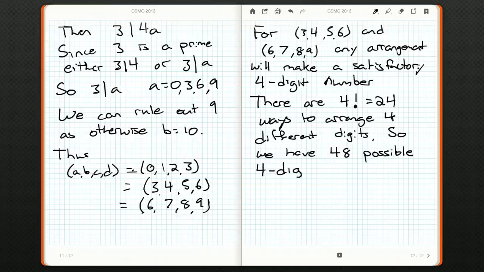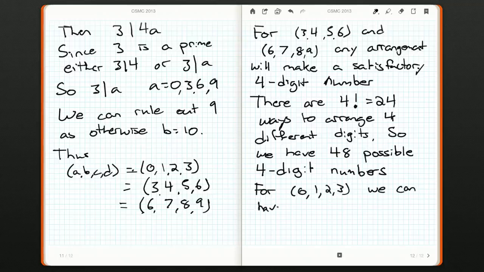So each of these possible sets of A, B, C, D, there's 2 of them. Each of them gives us 24 different 4-digit numbers. So that in total gives us 48 different 4-digit numbers. Now the other case, 0, 1, 2, 3, we can't have 0 as the leading number. Remember, we've got to be between 1,000 and 10,000.